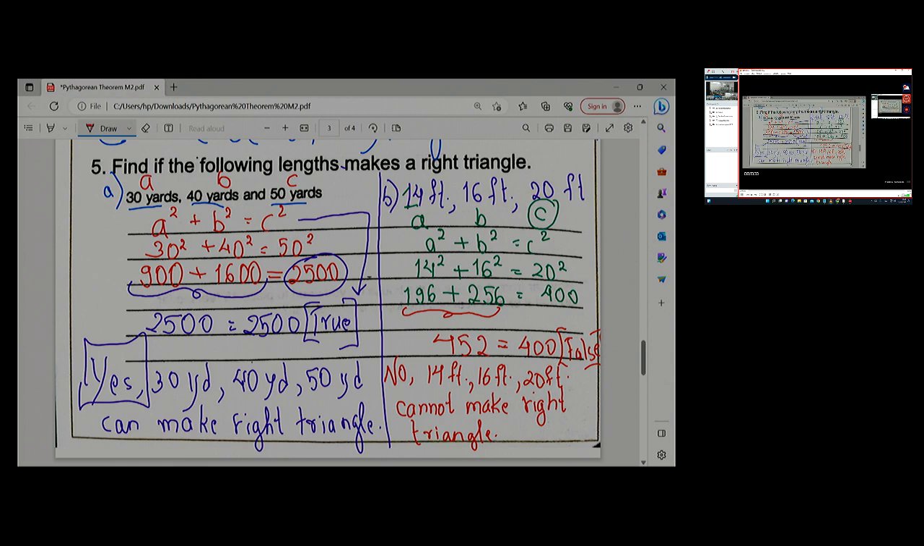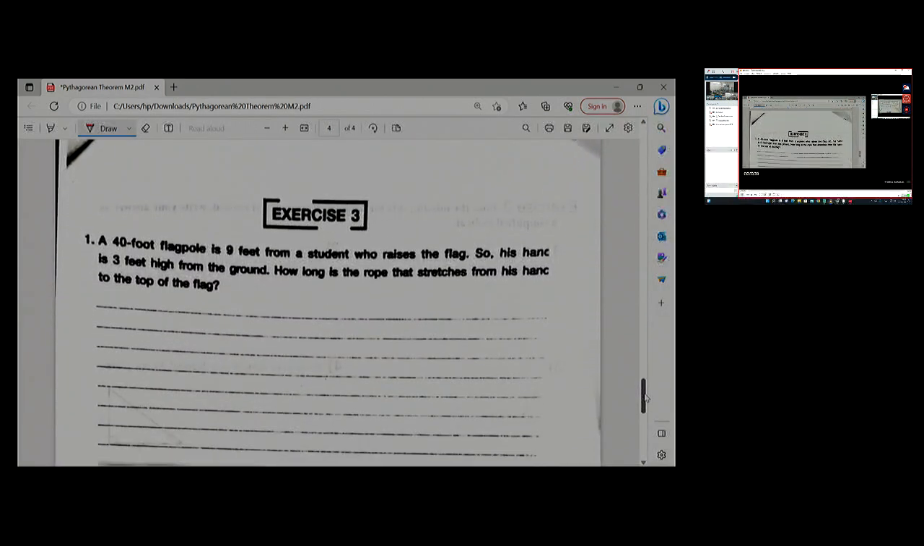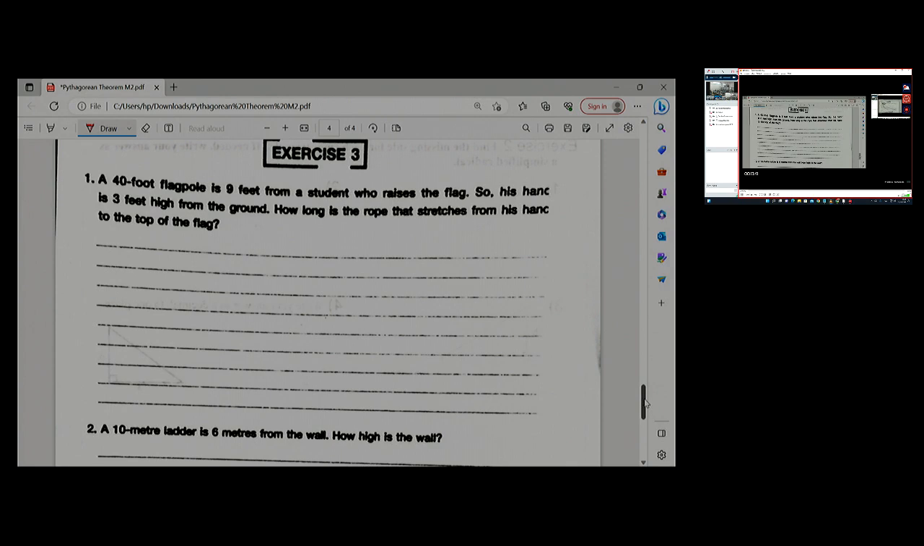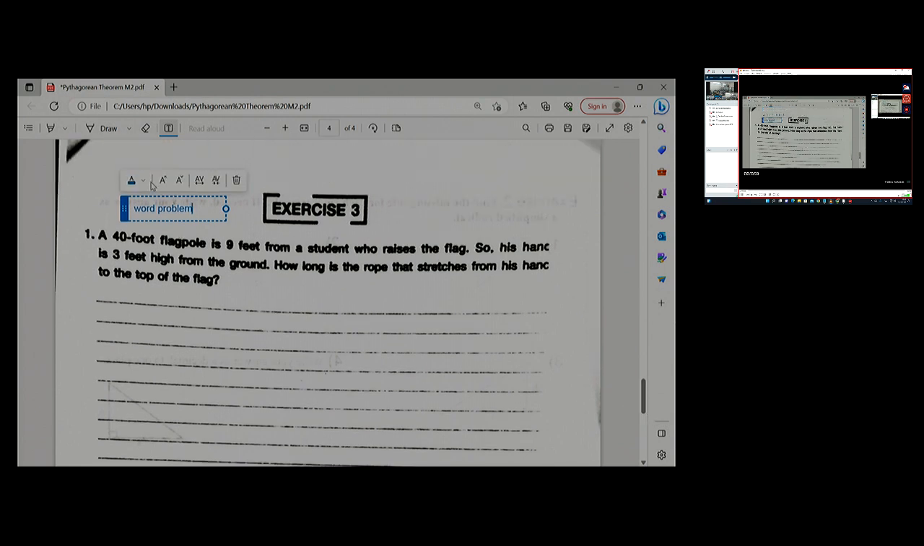Okay. So if you understand the converse of Pythagoras theorem, now we can move to the application of Pythagoras theorem. So what is the application of Pythagoras theorem? Means we start word problems. Okay? We start a word problem related with the Pythagoras theorem. Exercise 3. Everyone turn to exercise 3.